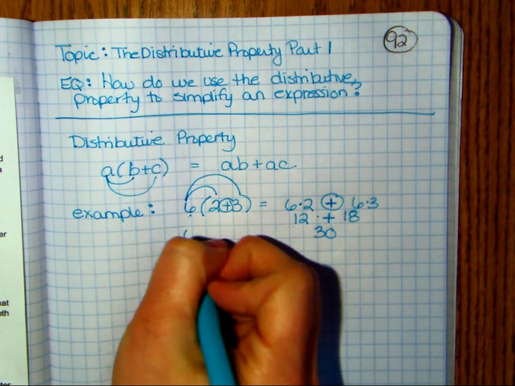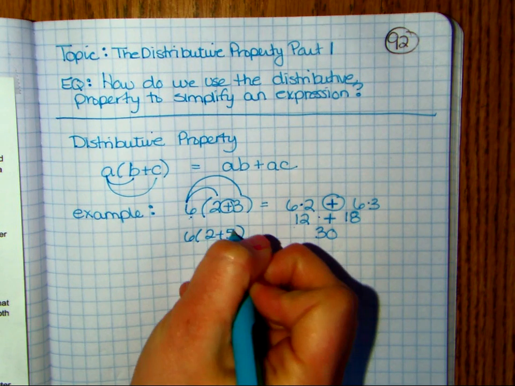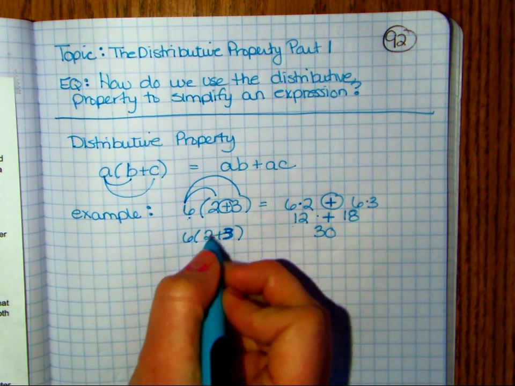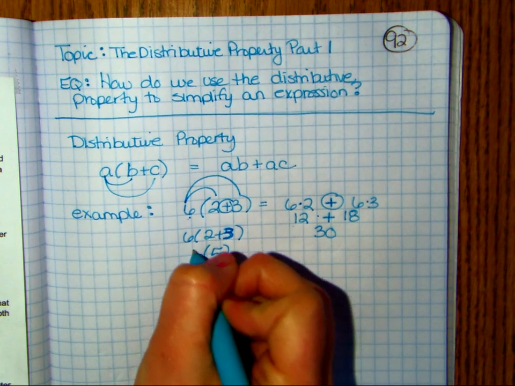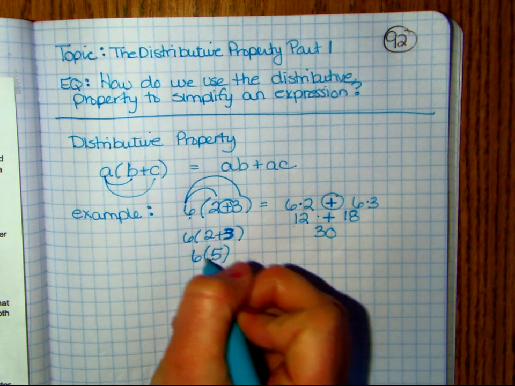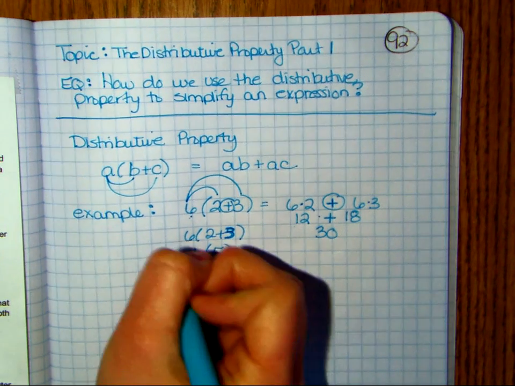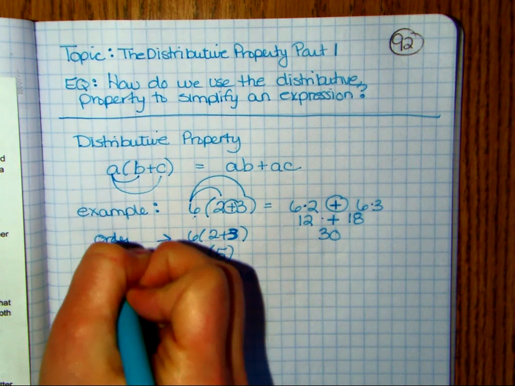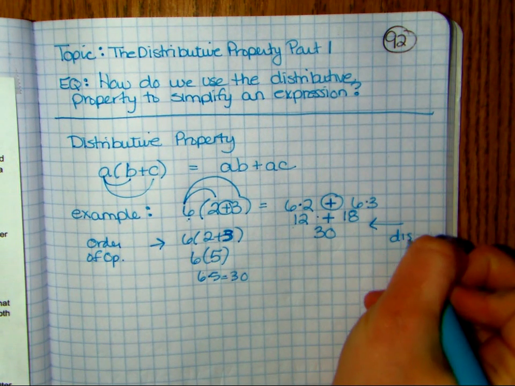Otherwise, I would be taking 6 times the quantity 2 plus 5, or I said 2 plus 3. Whoopsie. And then I would say, okay, well, inside the parentheses is 2 plus 3, which is 5. Outside the parentheses is 6, and I would multiply that. 6 times 5 equals 30. This is the order of operations way. This is the distributive property way.